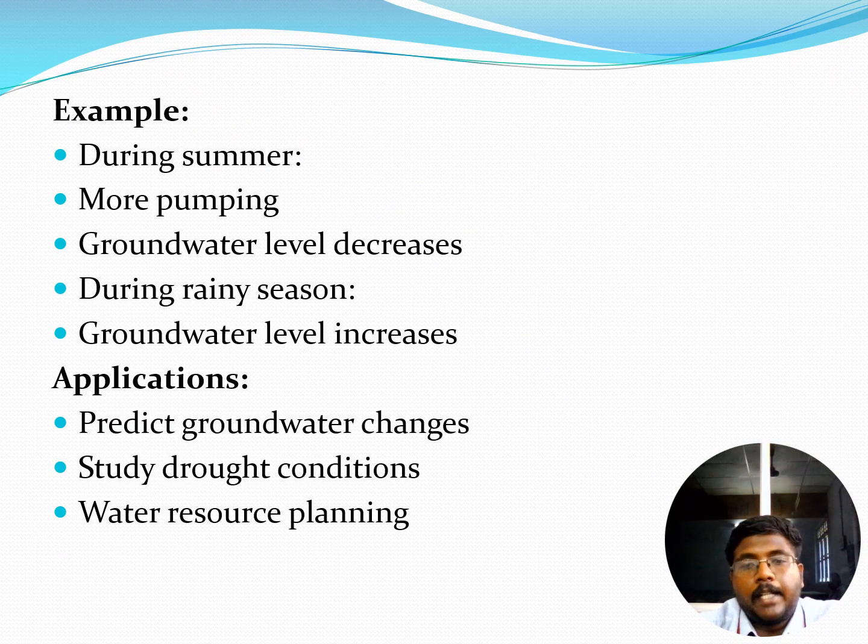Next we see an example of unsteady flow. During the summer season, more pumping of water takes place, so automatically the groundwater level decreases. During the rainy season, the groundwater level automatically increases because less pumping takes place.